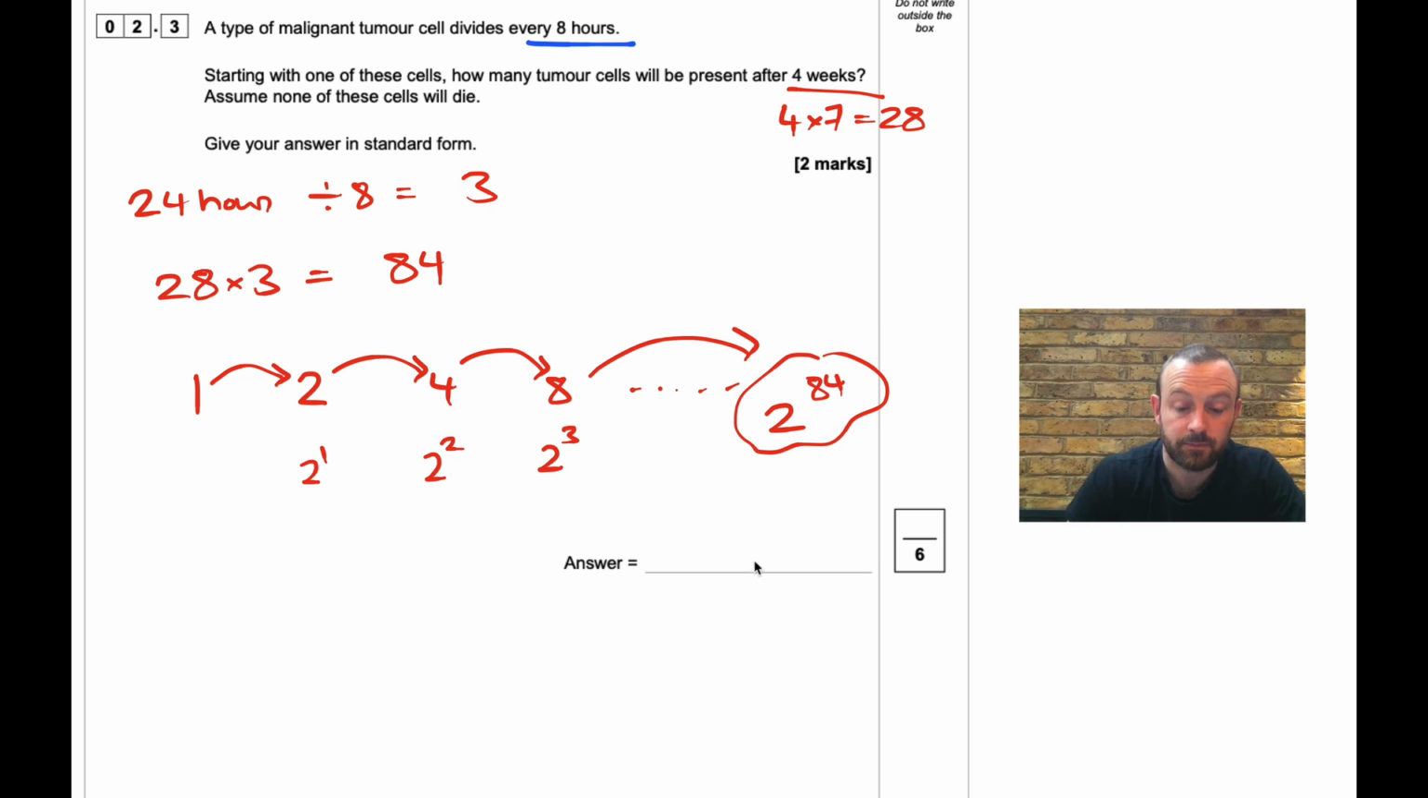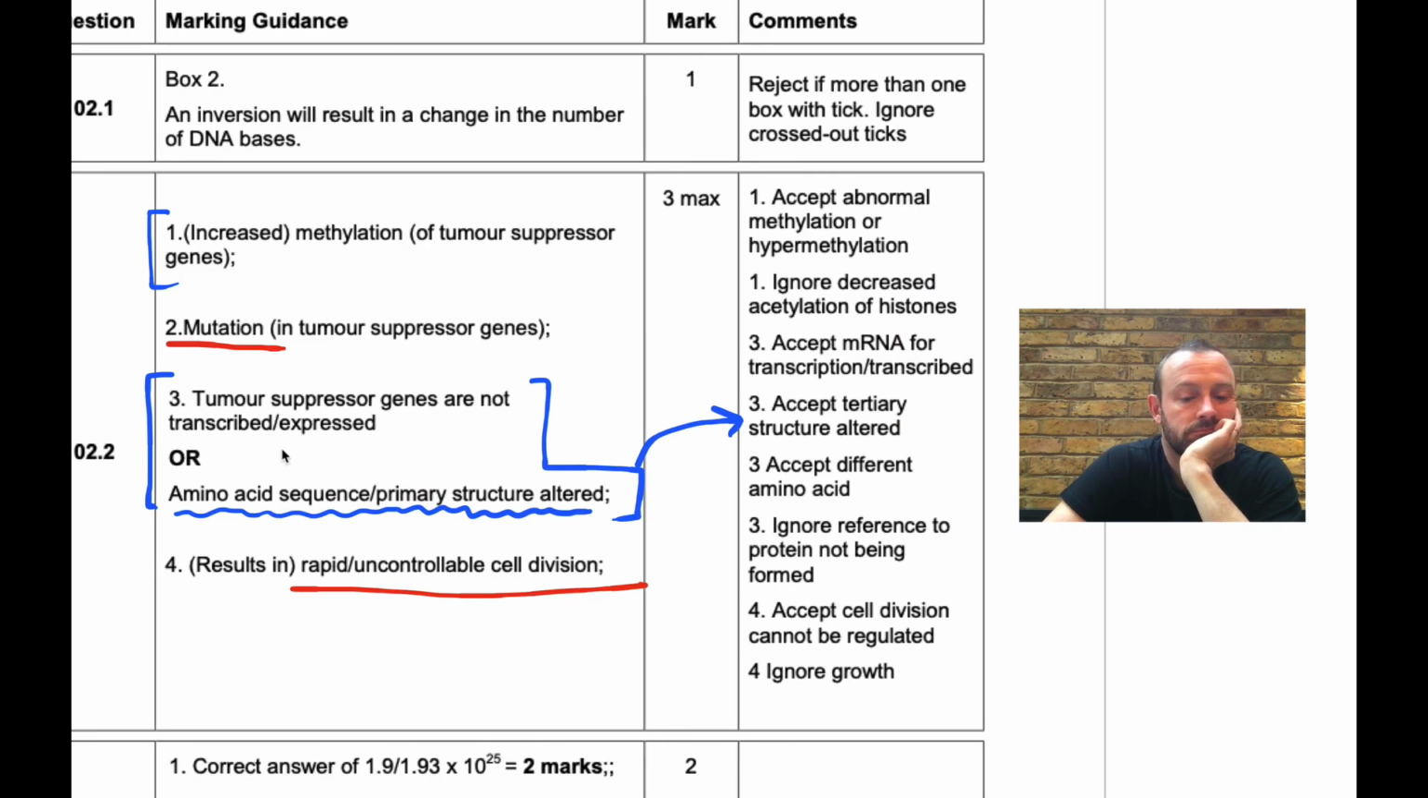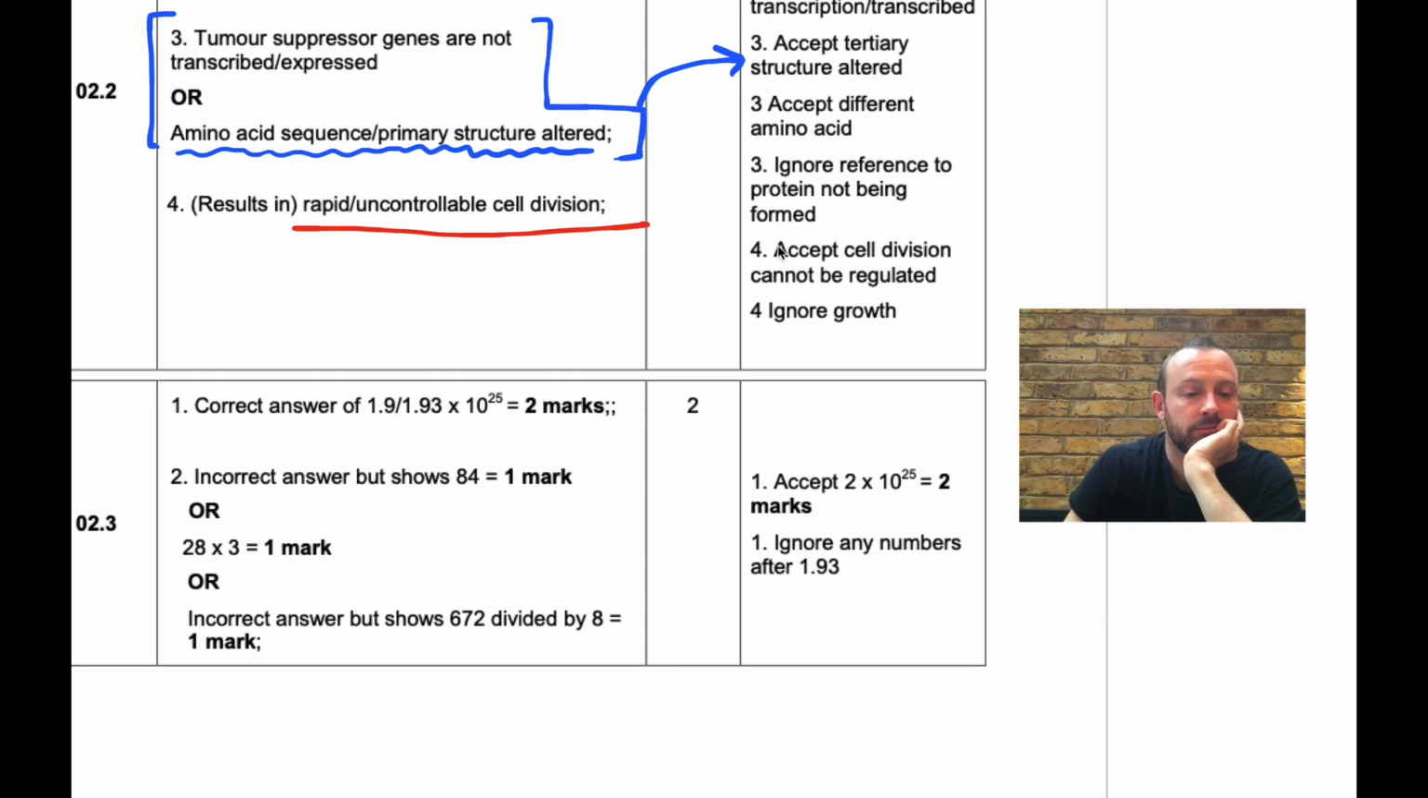Okay, so what we got is 1.93. I would probably put it to 2 decimal places. I wouldn't keep going. So I've got 1.934, so I'm going to round to 1.93, and that's times 10 to the 25. That is an enormous number of cells. Let's check it. Okay, yeah, 1.93 times 10 to the 25.